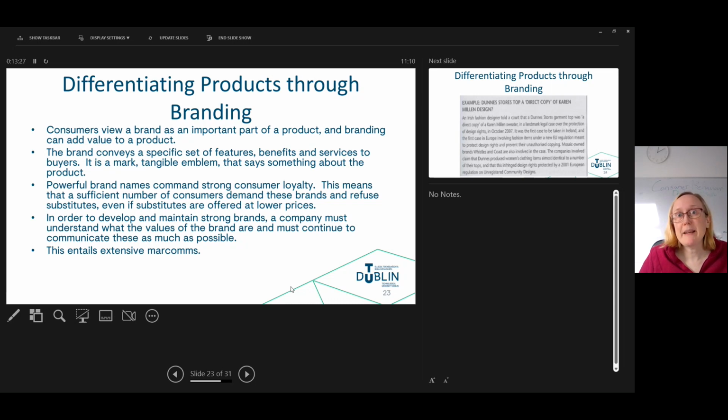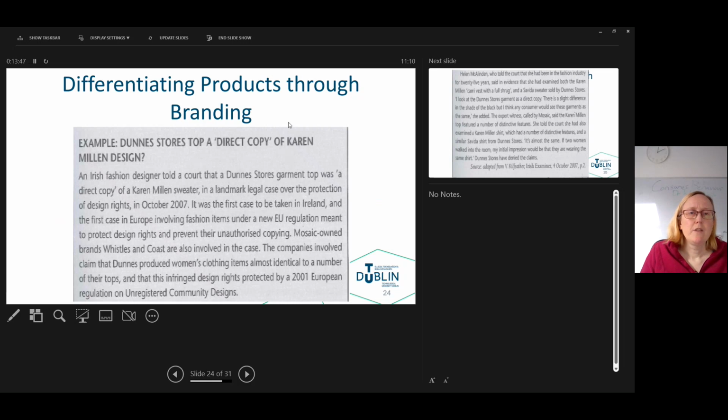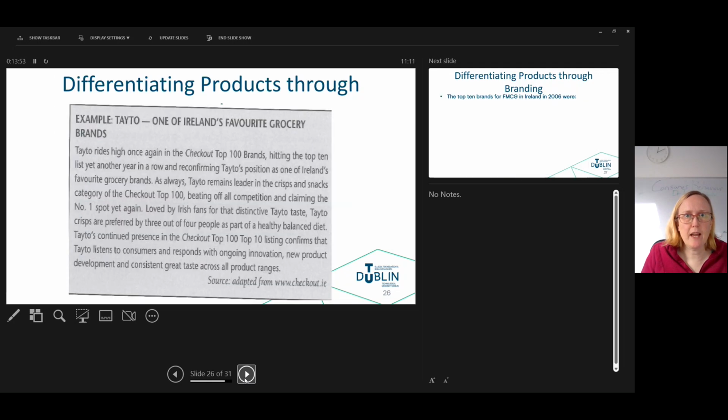In order to develop and maintain strong brands, a company must understand what the values of the brand are and must continue to communicate these as much as possible. And that is where your marcoms come in. So a lot of work in your marcom. Differentiating products through branding, again, a Dunnes Stores example there, so you can read through that.